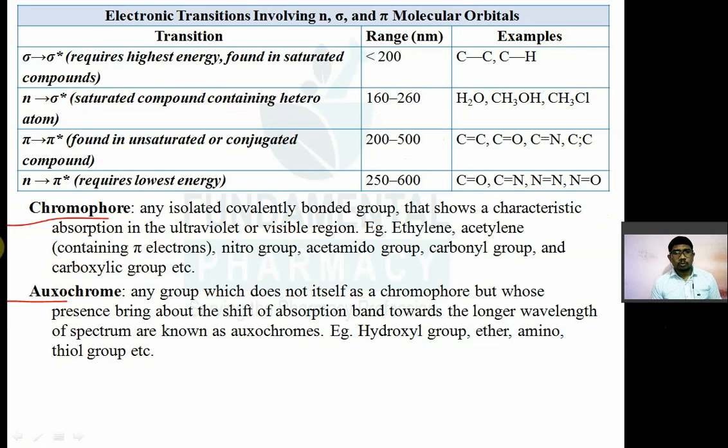Chromophore means any isolated covalently bonded group in the compound that shows a characteristic absorption of UV light or UV rays. For example, ethylene, acetylene containing pi electrons. Then the nitro group, acetamido group, carbonyl group and carboxyl group. These groups are bonded covalently with the compound and they are responsible for the absorption of UV rays, okay, and will show characteristic absorption.